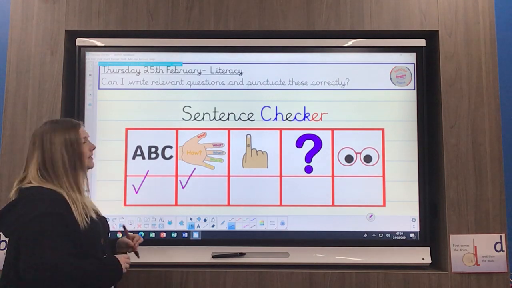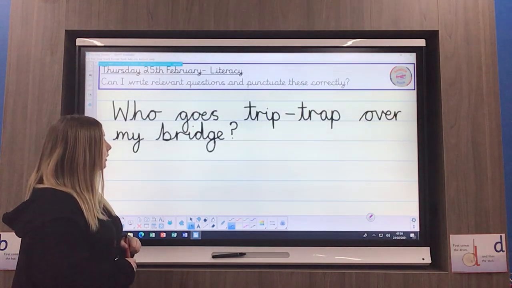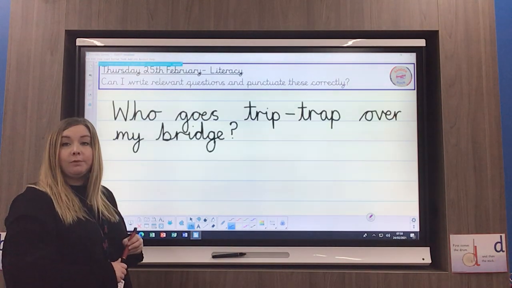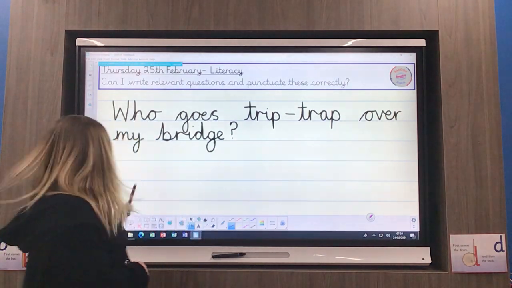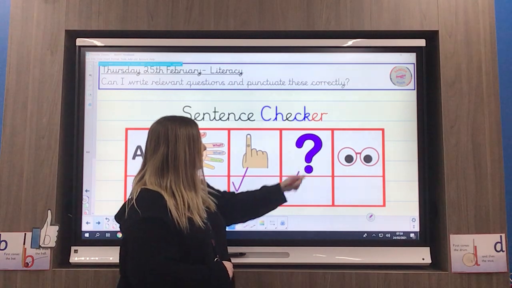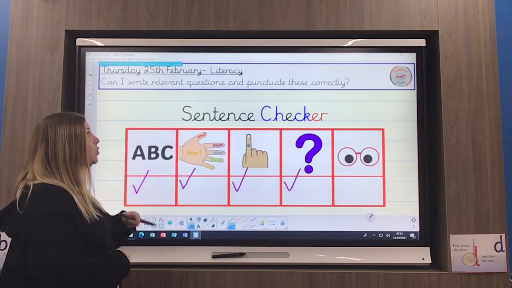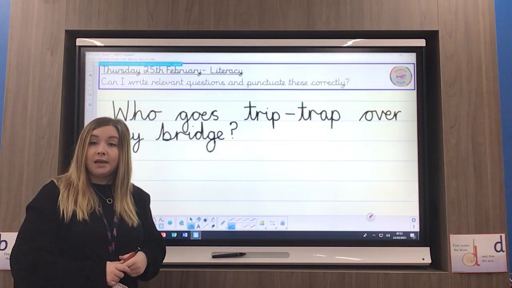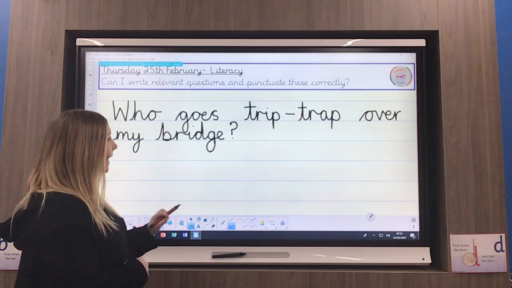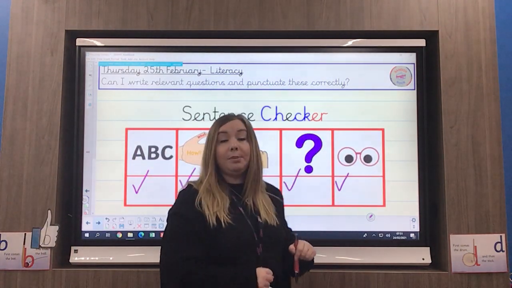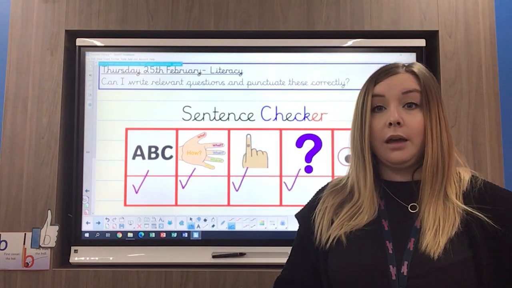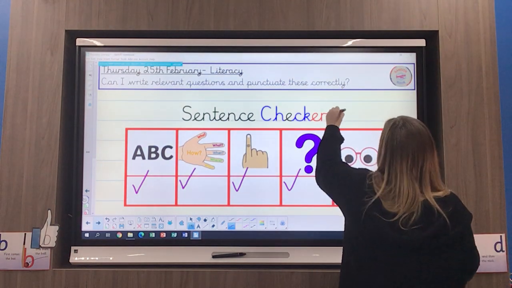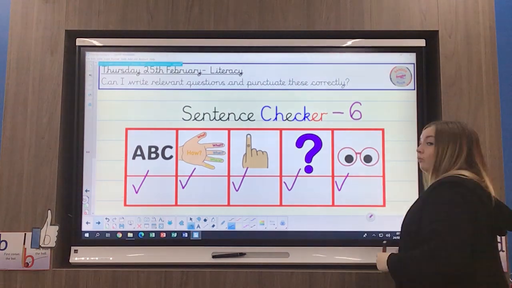Now, did I use finger spaces in between each of my words Year 4? Yeah, we can see those. So let's put another tick there. Does it end with a question mark? Certainly does. And then does it make sense? So let's have one more read through it. Who goes trip-trap over my bridge? Does that make sense? Yeah, I think so as well. So please make sure that you use our sentence checker and check through each of your questions. And remember, you're going to have 6 written.